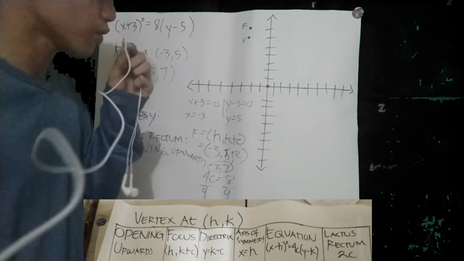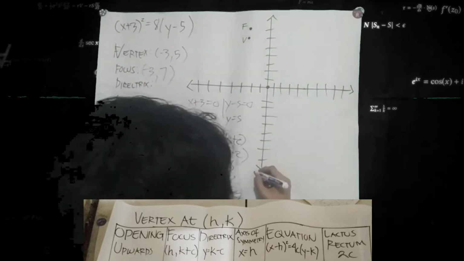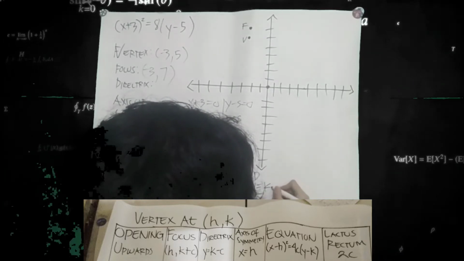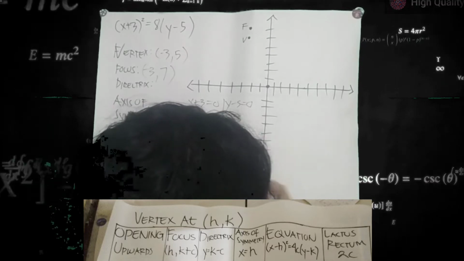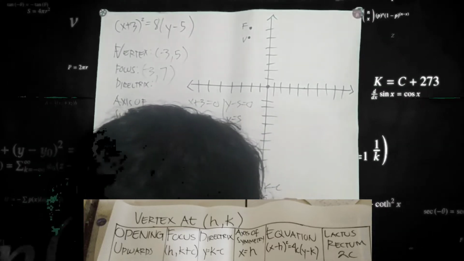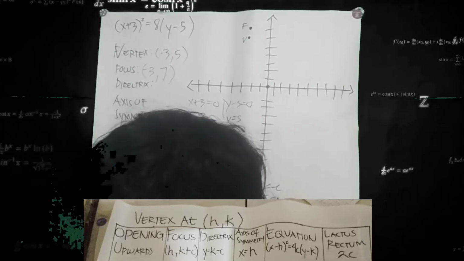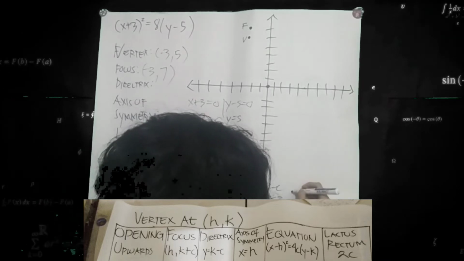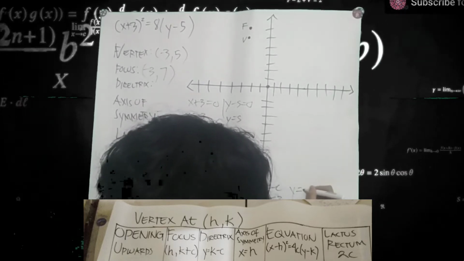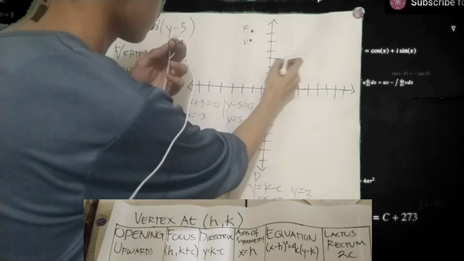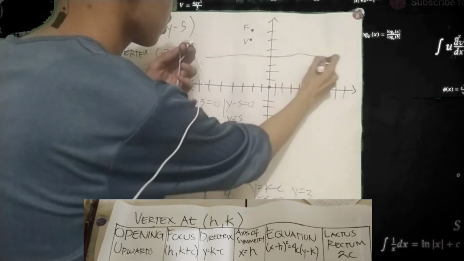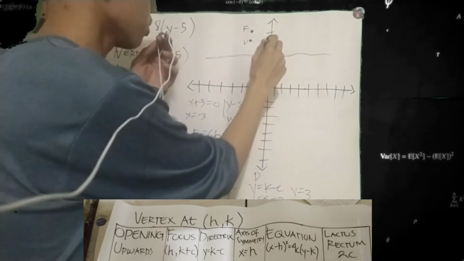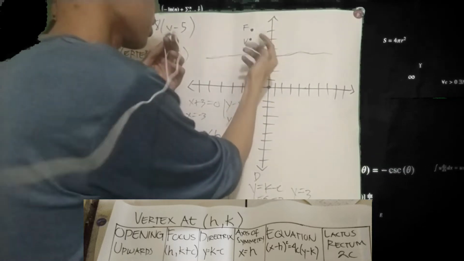So for the directrix naman, y is equal to k minus c. What is the k? It's 5 minus, what is the c? It's 2. So it's equal to 3. So ang directrix natin is y is equal to 3. Dito siya. Yan yung directrix natin. 2 units downward the vertex. Is the vertex 1, 2, is the directrix.